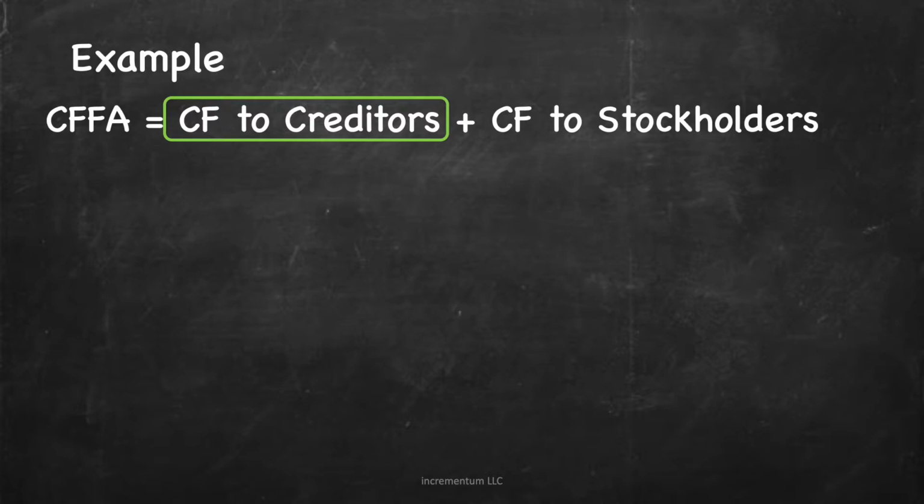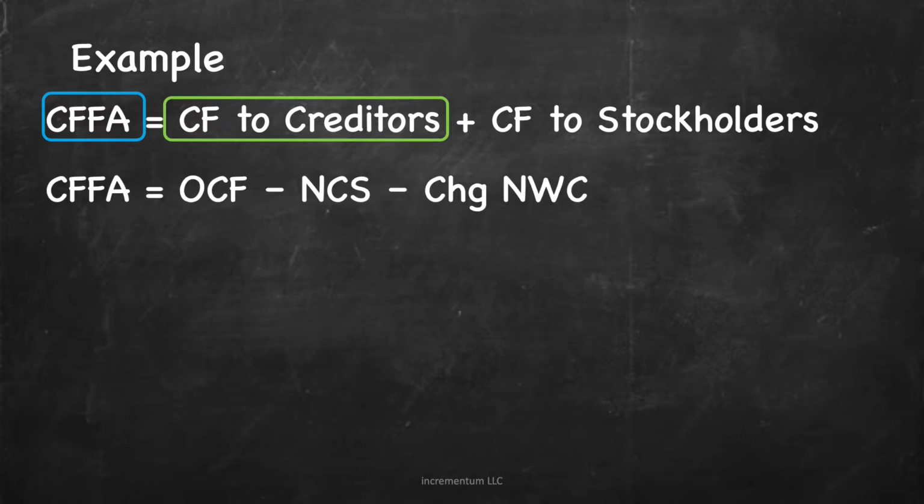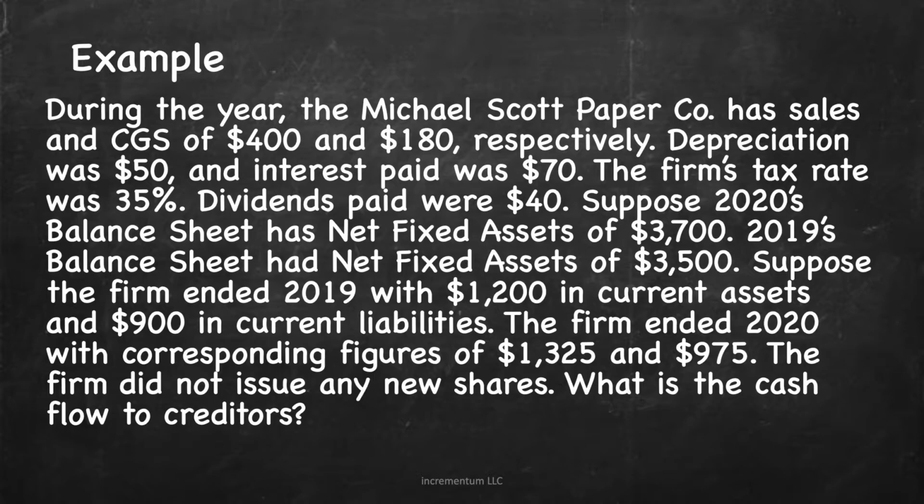The second method of calculating cash flow from assets is operating cash flow minus net capital spending minus change in net working capital. So let's go to the problem and see if we have any of that information available to us. As we skim through, we can see that the problem gives us sales, cost of goods sold, depreciation, interest, our tax rate, dividends, fixed assets for 2 years, current assets, current liabilities, another current assets, another current liabilities, and then we're told that we didn't issue any shares.